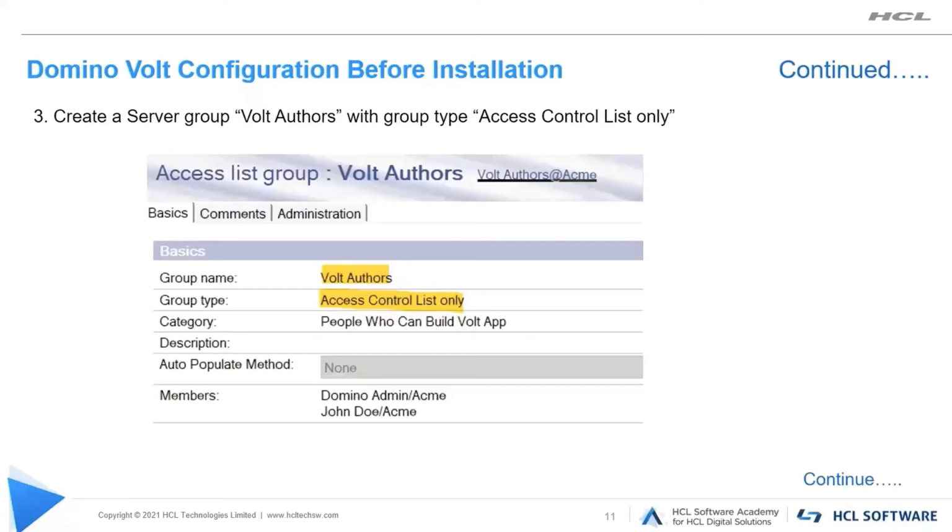The final Domino server pre-configuration required is to create a group with the group type as access control list only. You can include in the members field the users who can create the Domino Vault app on the server. Here, we created a server group named Vault author with the group type access control list only. Moving to the next slide.